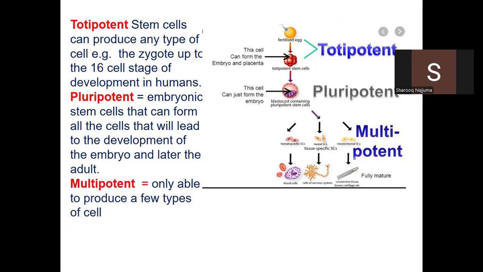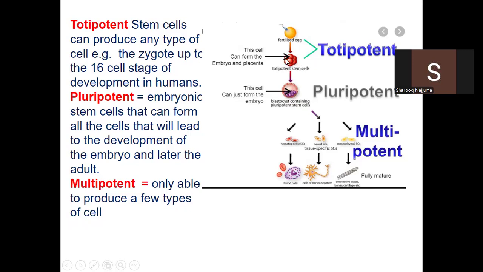You can remember totipotent with maybe total potential. It has that total potential to form any type of cell. And that is where life comes from. So the zygote is totipotent. The zygote, remember, once it has been made, it starts dividing to form from 1 cell to 2 cells, from 2 to 4, from 4 to 8, from 8 to 16. So up to the 16 cell stage, all those cells are totipotent.